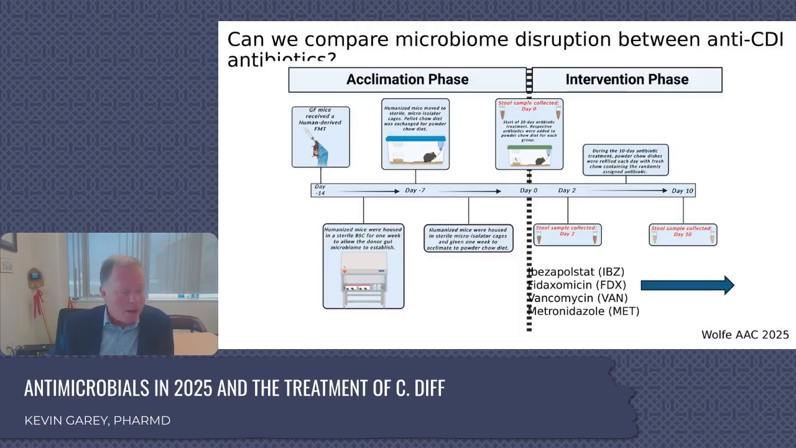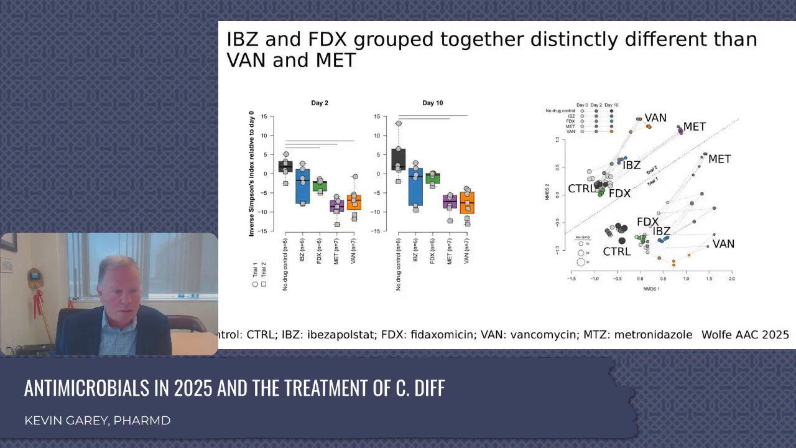And so this is a buddy of mine, Seth Walk, who's in Bozeman, Montana, and he maintains a germ-free mouse model, no organisms at all in these mice. And then you can take human stool and humanize them with a human FMT, fecal microbiota transplantation. And so they're essentially a mouse with a human microbiome. And then you can test these concepts by giving them any antibiotic that you want: ibezapolstat, fidaxomicin, vanco, or metronidazole. This was just recently published a couple months ago, and it's a really good study to illustrate how different antibiotics affect the gut microbiome. And then here are the top level results.